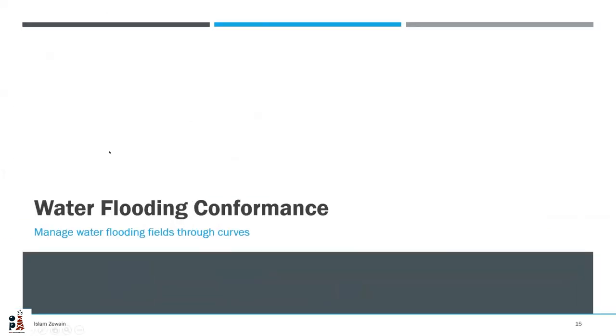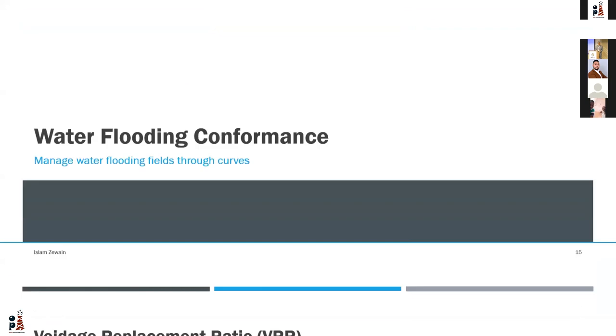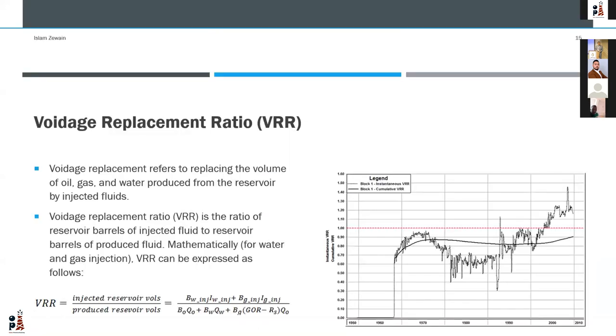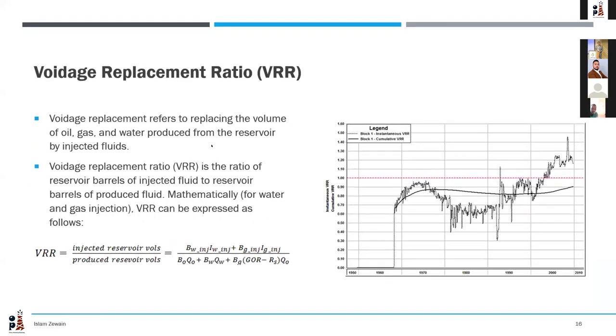Now we are going to have a talk about water flooding conformance, how to manage water flooding fields through curves and maps. One simple curve would be the voidage replacement ratio, VRR.